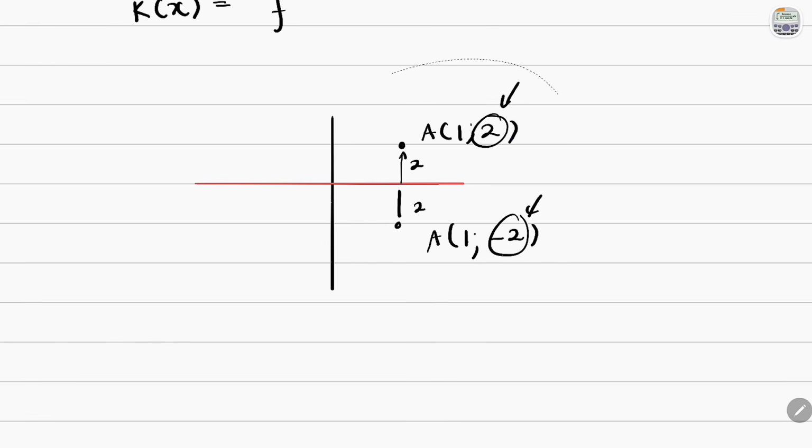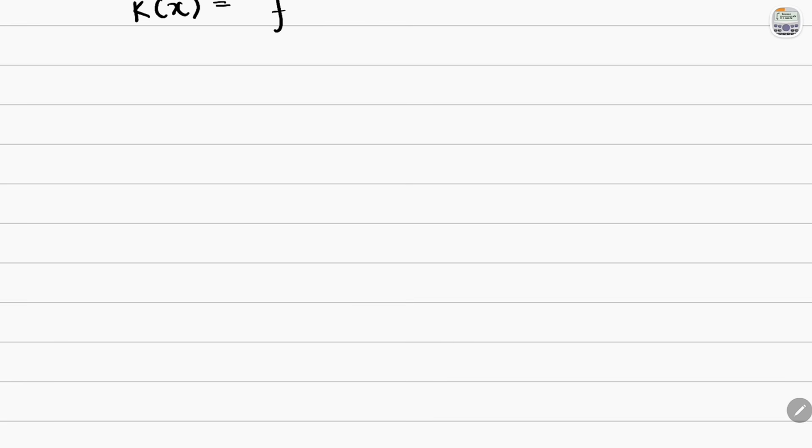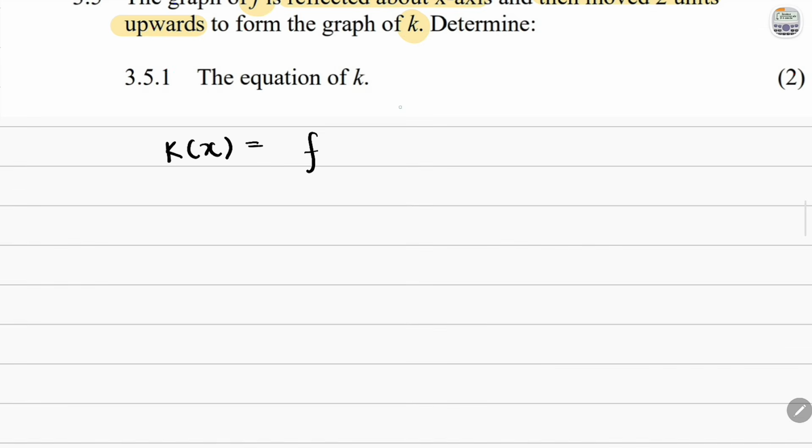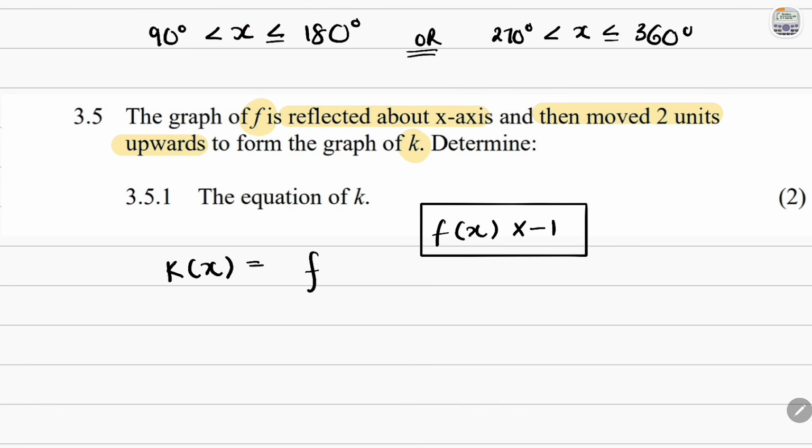And that's what happens when we reflect a point or a graph across the x-axis. The y values of that graph, all the y values, just get multiplied by -1. So that takes care of the reflected about the x-axis part. We know what happens there. The graph of f, its y values, f of x, would just be multiplied by -1.